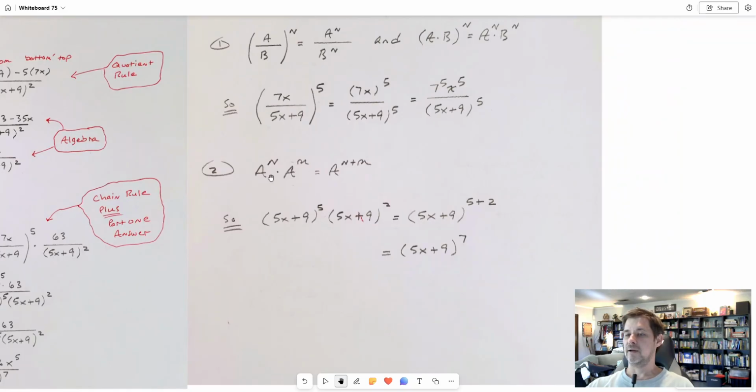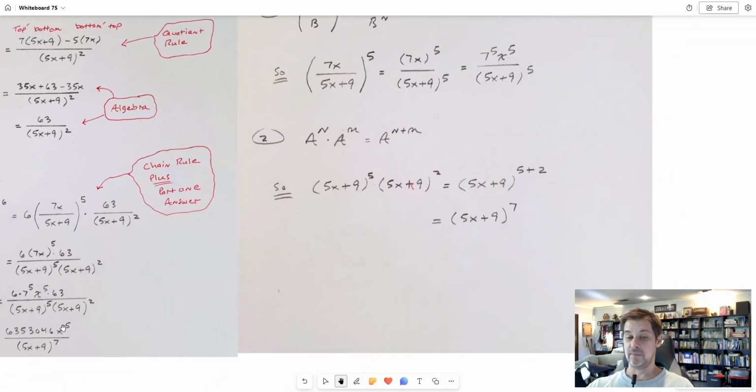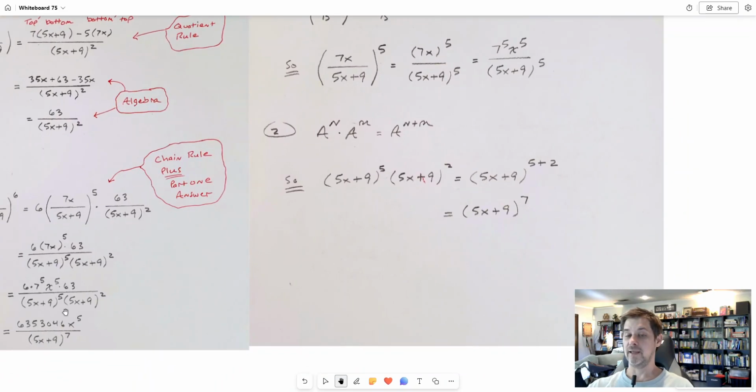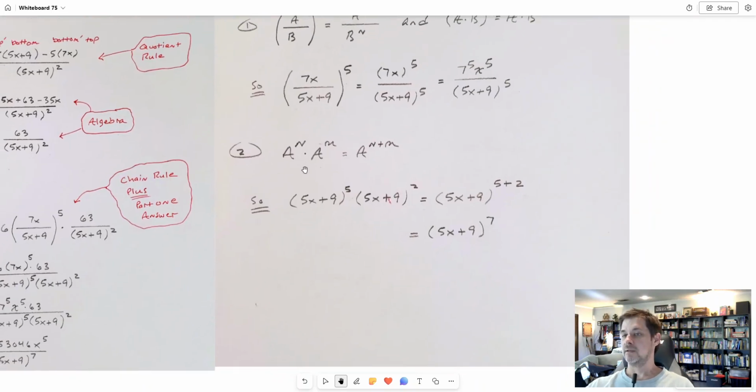Another thing is, I said at least in passing down here, when you multiply like bases, you add the exponents. That's how I get a power of 7 there. It looks like this if you put it in rule form. And indeed, like (5x plus 9) to the 5th power times (5x plus 9) squared, you're multiplying like bases. And when you do that, if we take this as a general rule, I can add the powers, and that's how I get (5x plus 9) to the 7th.